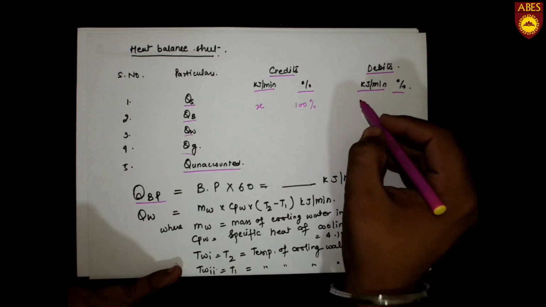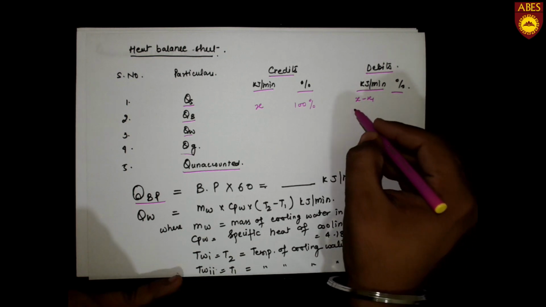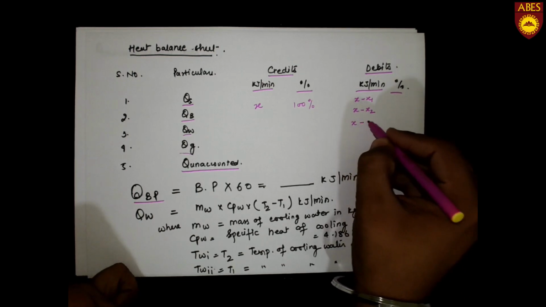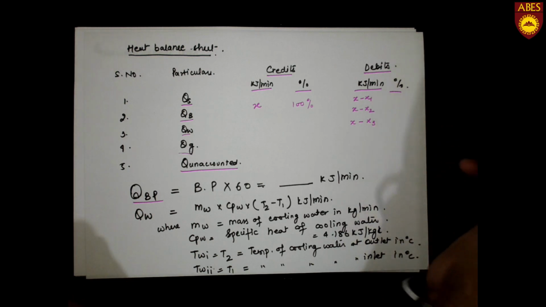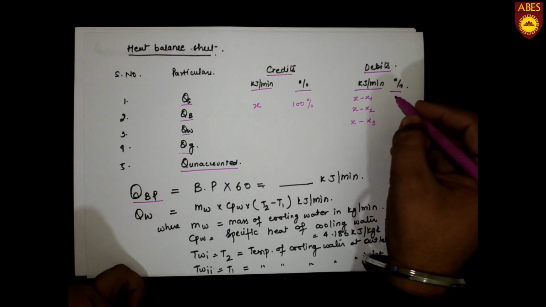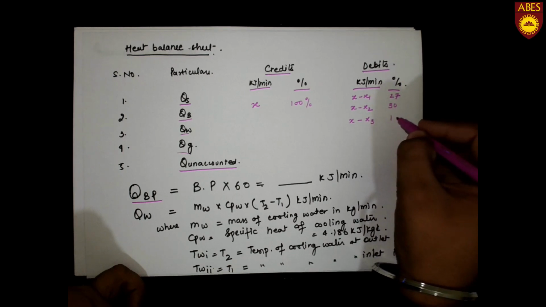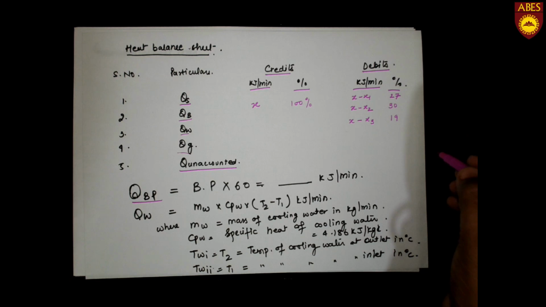Now we presume that x minus x1 amount has been consumed in the brake power heat. x minus x2 amount is consumed in the cooling water. x minus x3 amount is consumed in the unaccounted losses which have not been taken care of while we are working on the engine. So on this slide we give their percentage. Let us suppose that is 27%, another one is 31, another one is 19 and so on. So this is the heat balance sheet of an engine, on which we calculate how much energy is generated and how much energy is wasted.